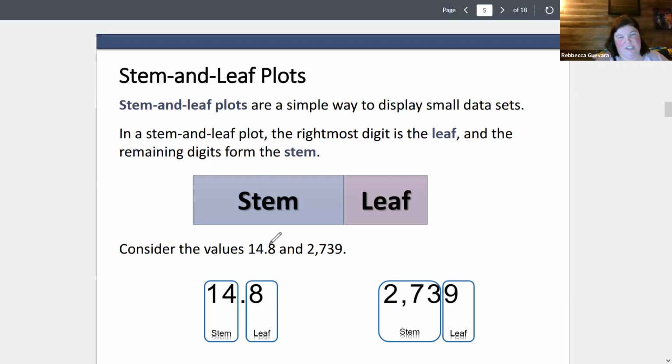For us, we're usually going to leave one digit off. So if we had 14.8, we'd split it here, and that 14 would be your stem, and that 8 would be what we consider the leaf. If we had 2,739, then we'd break off that 39. I have seen them done differently, where they might split them elsewhere sometimes, but as far as we're concerned, we're always going to split with the last digit. It's going to be that leaf.